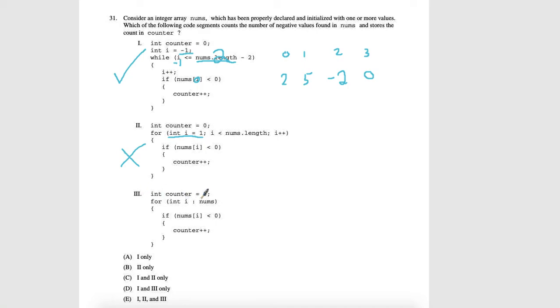For the third code segment, okay, this is how you would increment through the array. That's correct. But the problem here is that I does not represent an index position. I represents, when you use the enhanced for loop, I represents an element in the array. It does not represent an index position, so this is incorrect. The only code which works is the first one, so the correct answer is A.